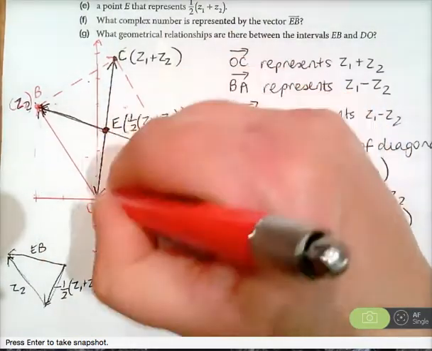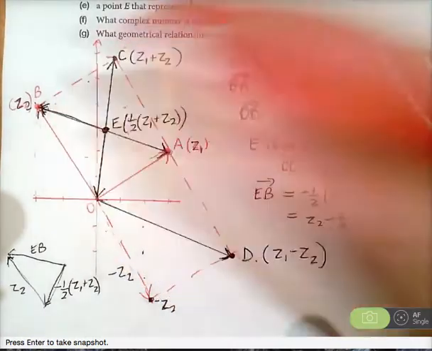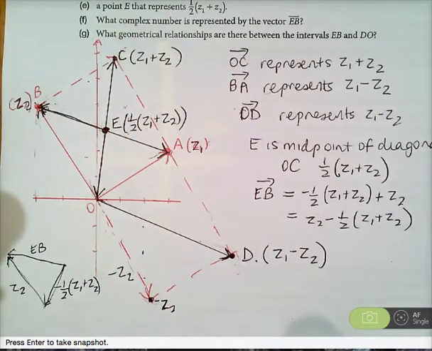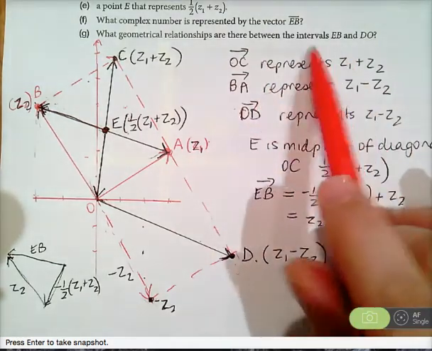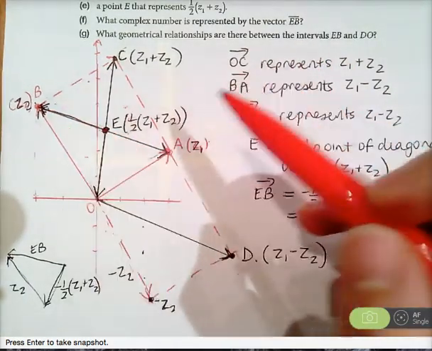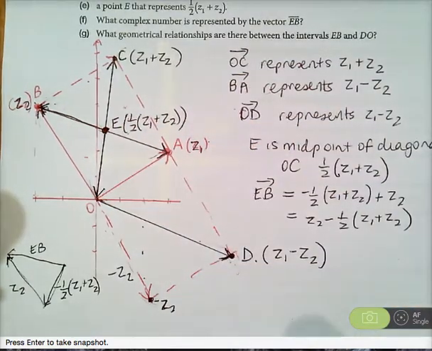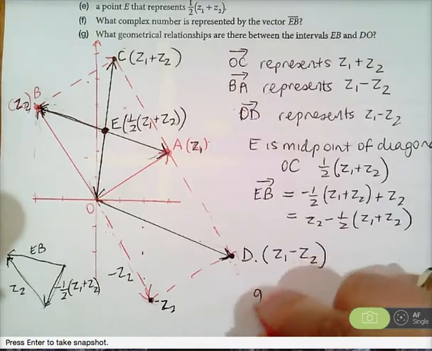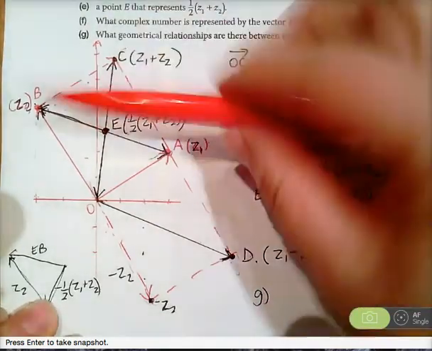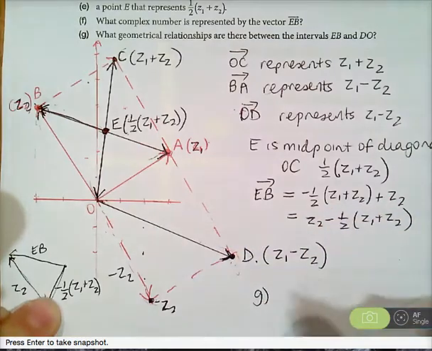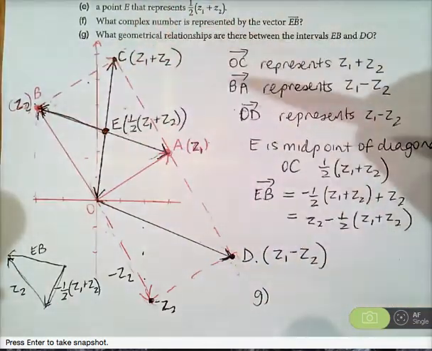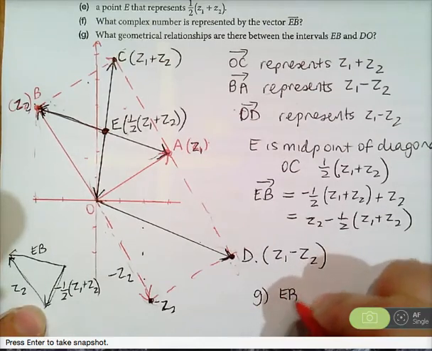Now, the last question, part G, says what geometrical relationships are there between the intervals EB and DO. There's DO, okay? Now, EB and DO will be parallel to each other. So this is for part G. EB and DO are parallel to each other, but EB will be half the length of DO. So EB is half the length of DO, and we know that EB is parallel to DO.